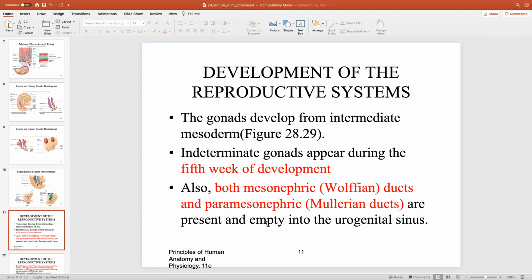You've probably heard of people being born with indeterminate gonads, right? Where we don't know if it's a boy or girl. Some people use the term hermaphrodite. We don't use that term anymore.